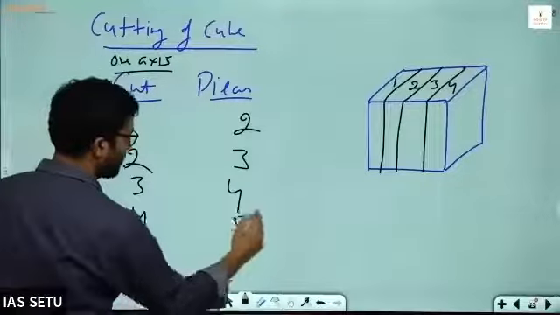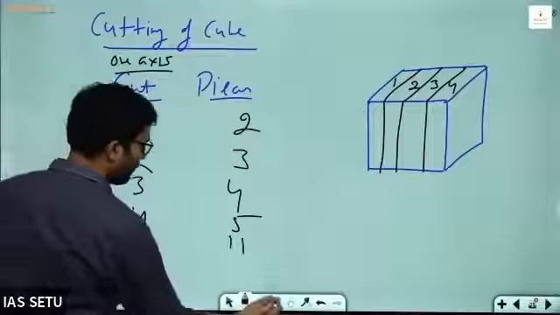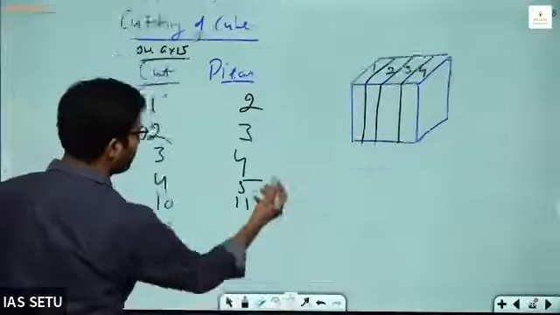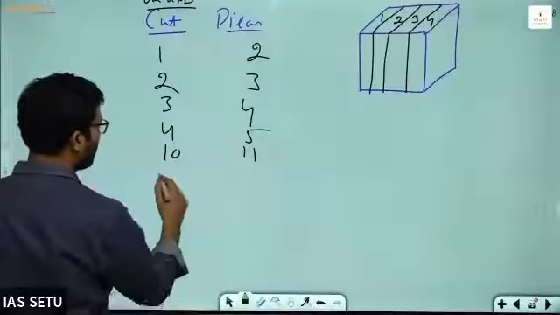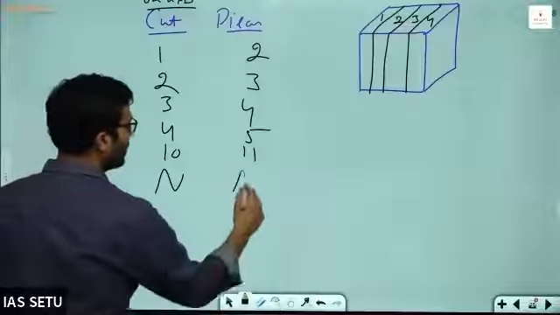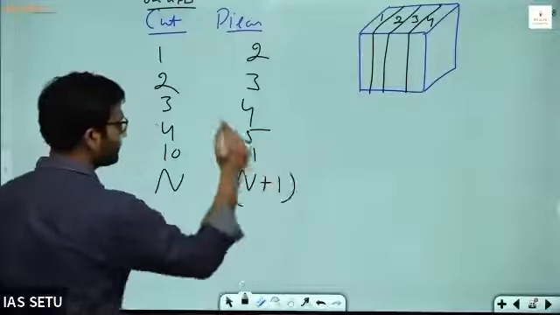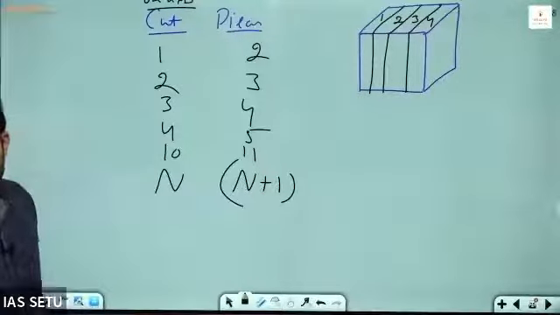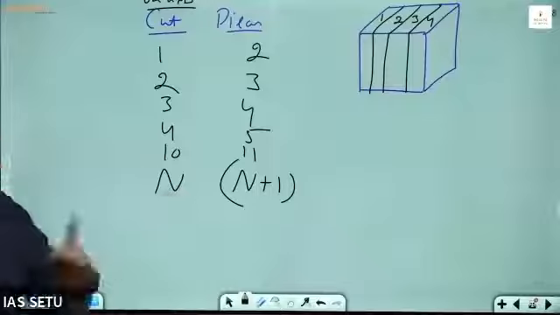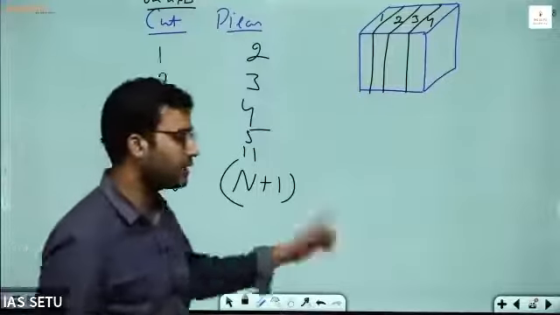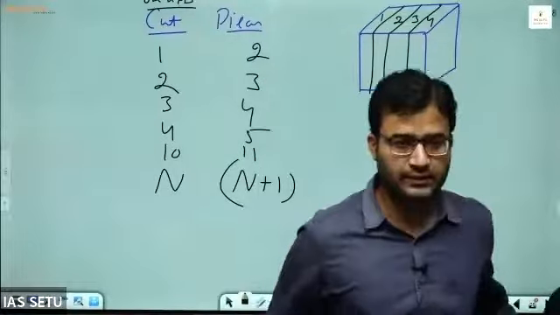4 cuts give me 5 pieces. 10 cuts will give me 11 pieces. So the concept here is, on one axis, if you put n cuts, the number of pieces will be n plus 1. So the rule is from cuts to pieces, we have to add 1. N cuts give n plus 1 pieces.